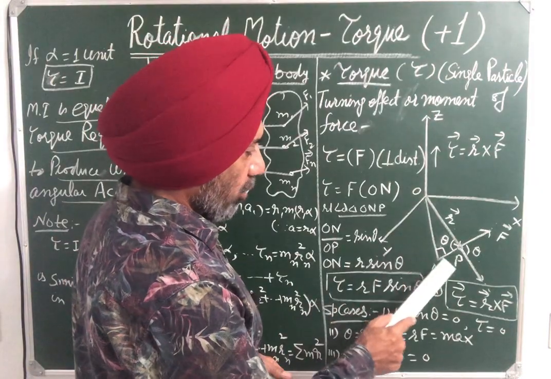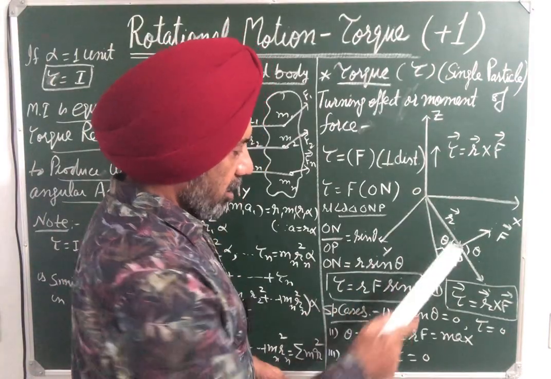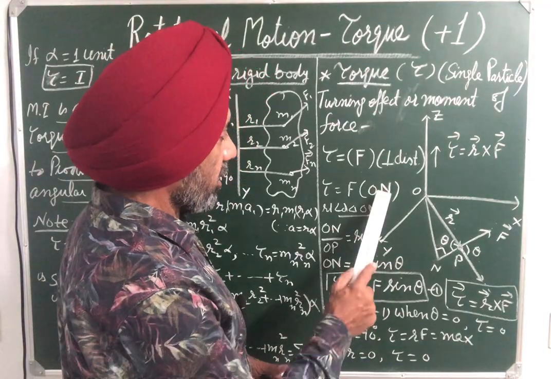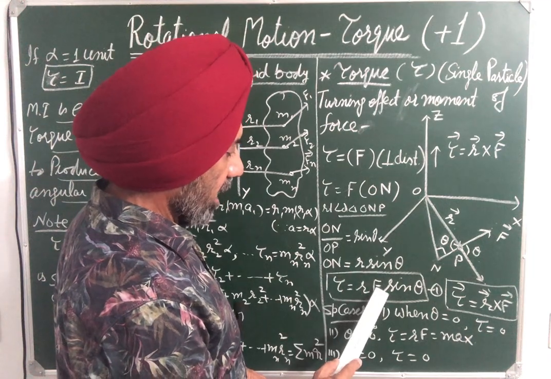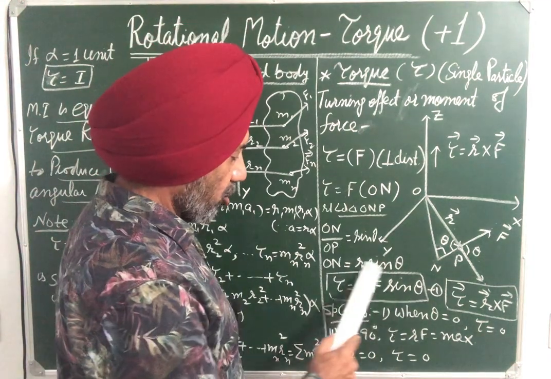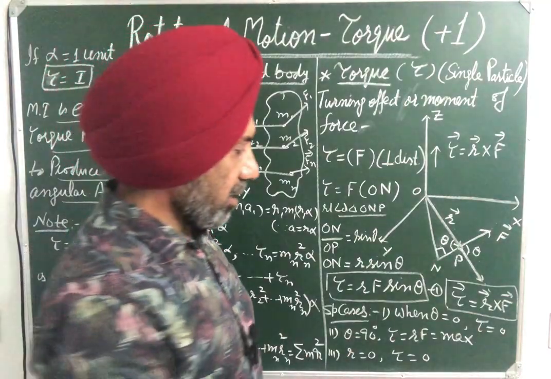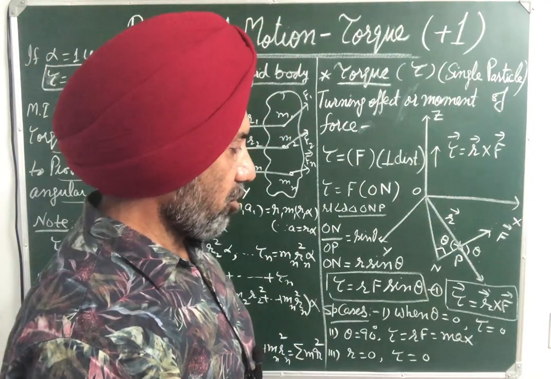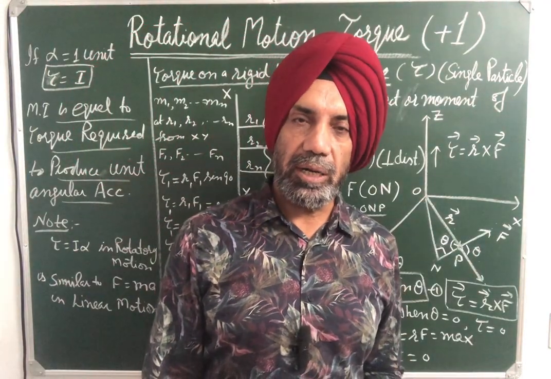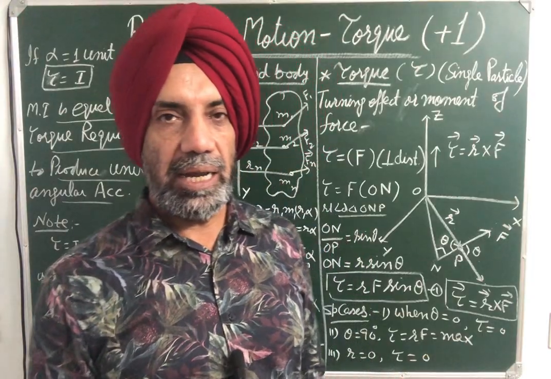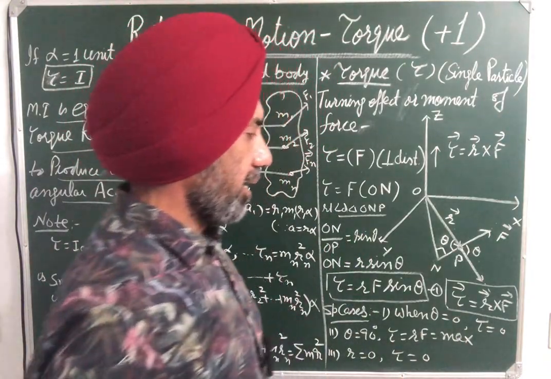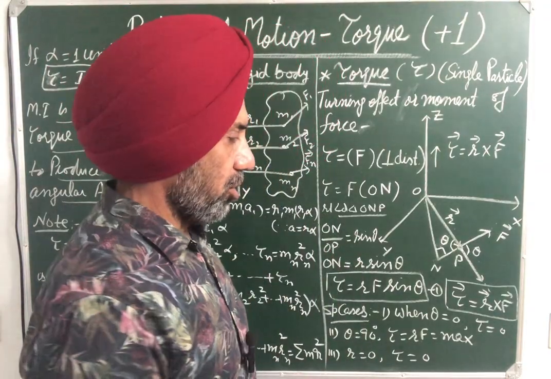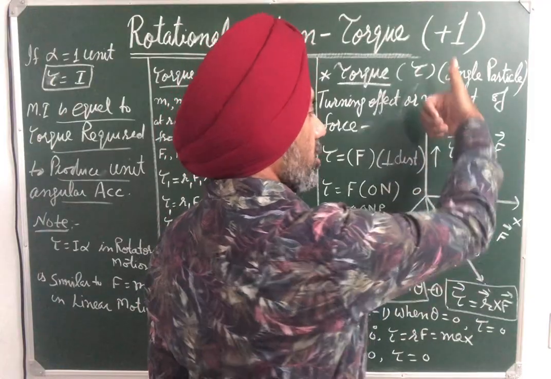From the right angle triangle ONP, ON upon OP is equal to sin theta, or ON is equal to r sin theta. Substituting the value of ON in this equation, we have tau is equal to rF sin theta, which is the required expression for torque acting upon a single particle. In vector form, the tau vector is equal to r cross F vector. It means torque is the cross product of the position vector and the force vector, and the direction is given by the right hand thumb rule or right handed screw rule. So r cross F will be along the z axis.